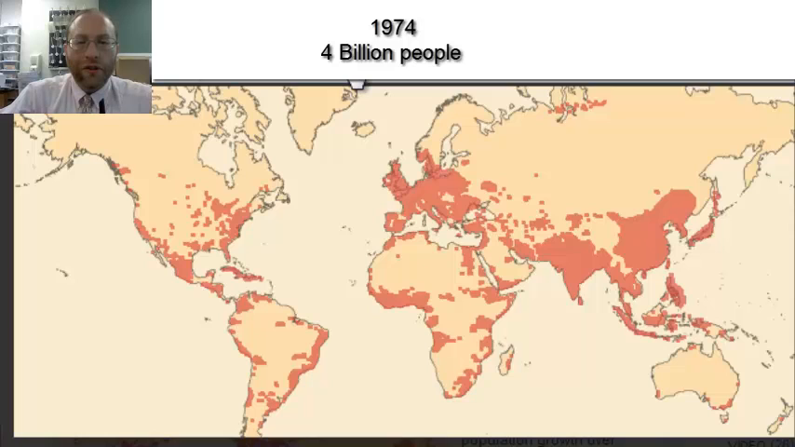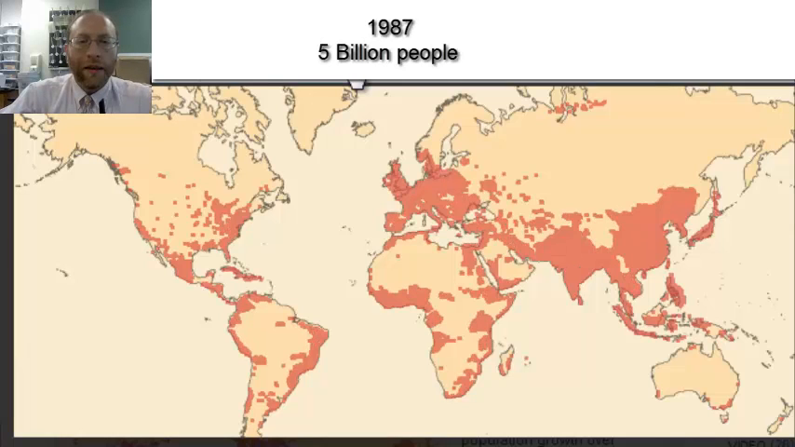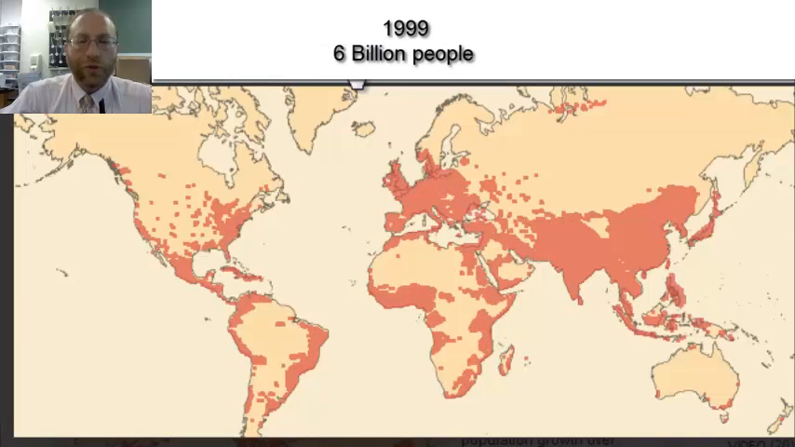But even so, we were still experiencing a population explosion, and a lot of the explosion was centered in the developing world. And it only took 13 years for the 5 billionth baby to be born in 1987. And then 12 years for the 6 billionth baby to be born in 1999.